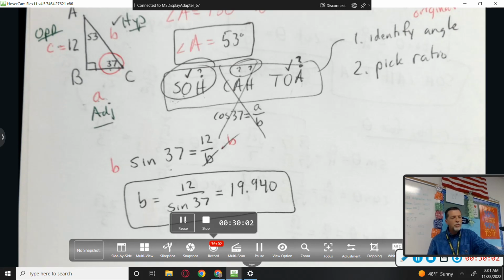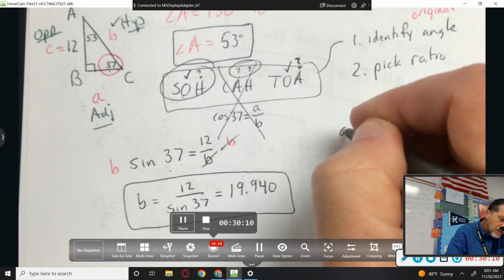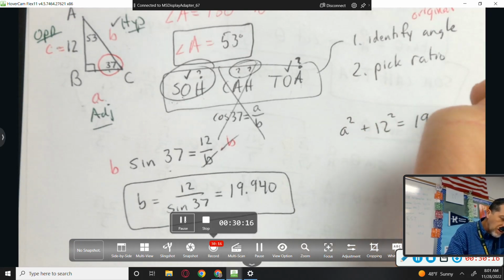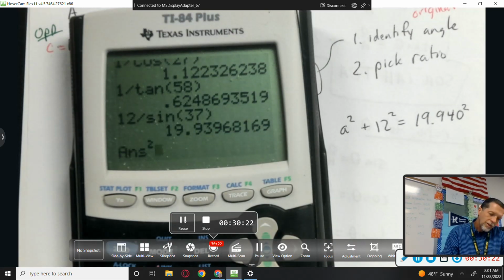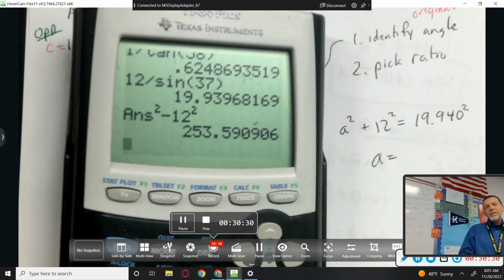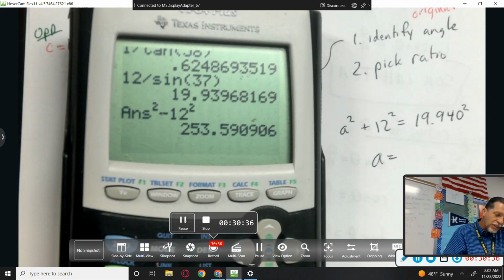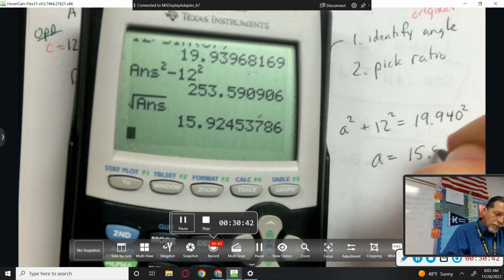I know two of the sides, so you can do a squared plus b squared equals c squared. Although, I keep saying that wrong because I labeled the triangle weird. A squared plus 12 squared equals hypotenuse squared. So hypotenuse squared minus 12 squared. A common mistake is to forget to square root it, but hopefully you'd be paying attention enough to realize that 253 seems like a really big number for this problem. So it's 15.925.